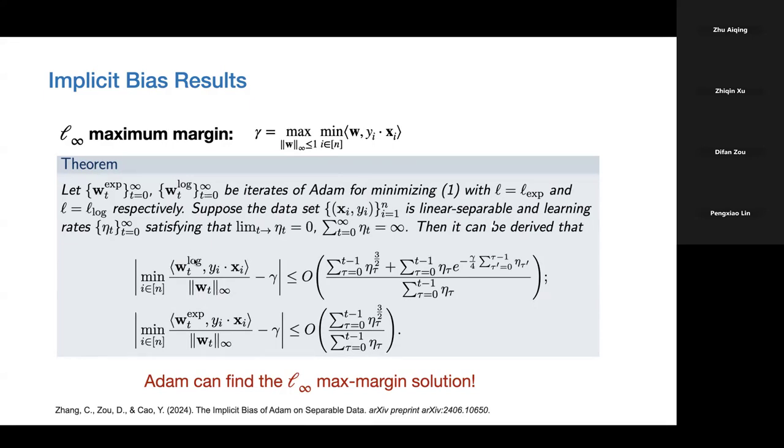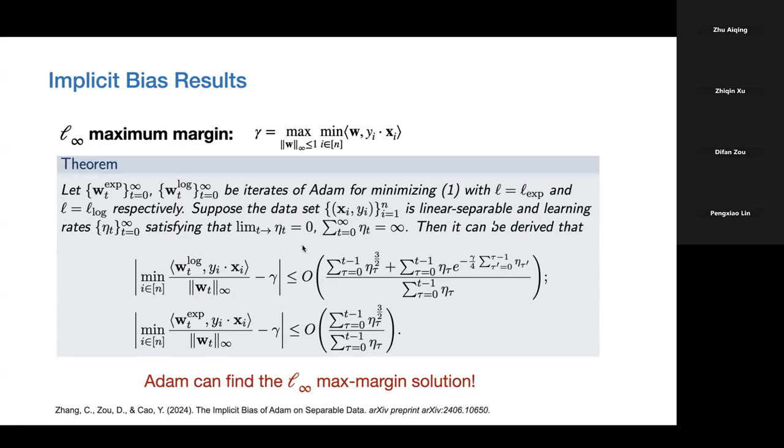Okay, on the different loss functions, we consider logistic loss and exponential loss, and then we can prove that the margin achieved by Adam at different iterations will become closer to the max margin after a number of iterations. So this is actually a complicated formula, and I will try to simplify it later.